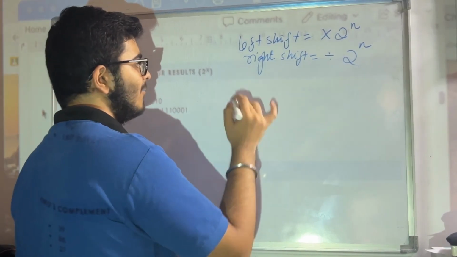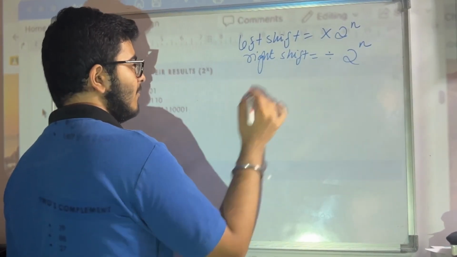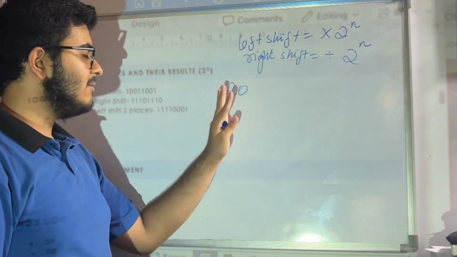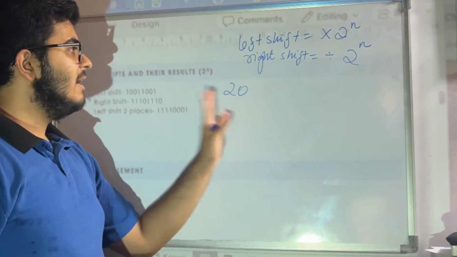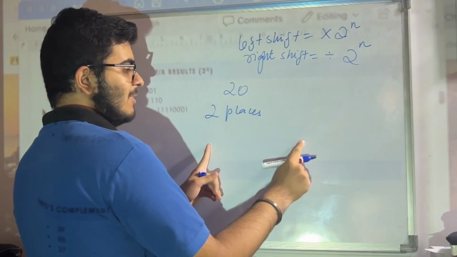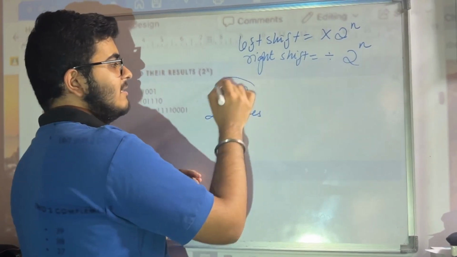Let's see if I have a number a. Let's see if I have number 20. 20 is a denary number. So then this number, I did a left shift in binary format. First you will convert it to binary. I did a left shift of 2 places. So this was my number, 2 places I did a left shift. This is its denary value.